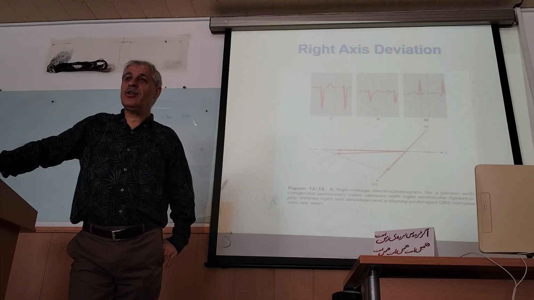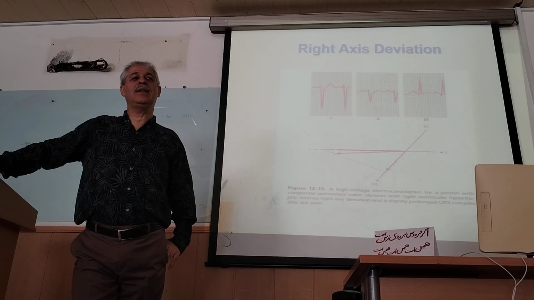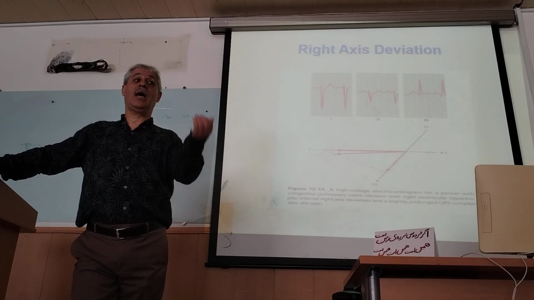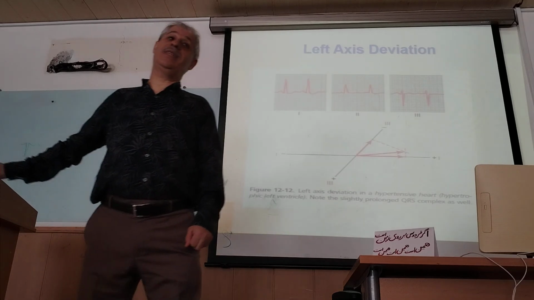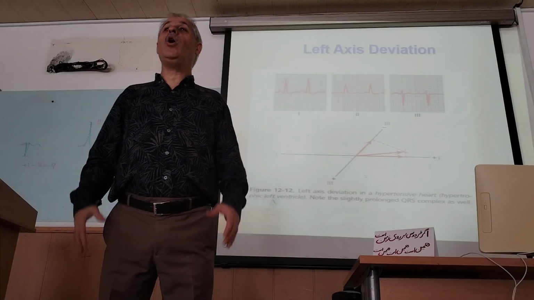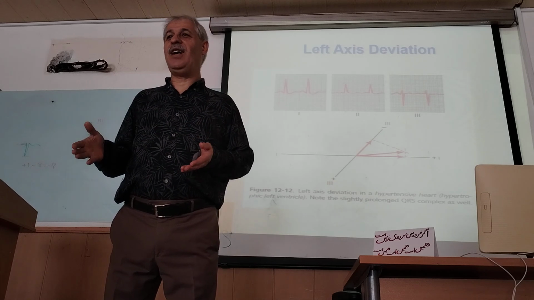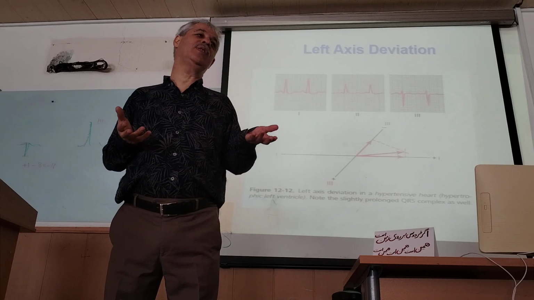The normal cardiac axis is between -30 up to 110. If it is more than 110, what do you call it? Right axis deviation. It is abnormal. Why do we have right axis deviation in this case? Because you have pulmonary artery valve stenosis.